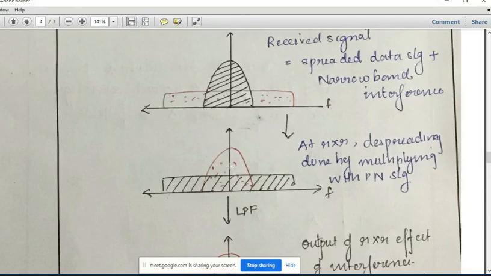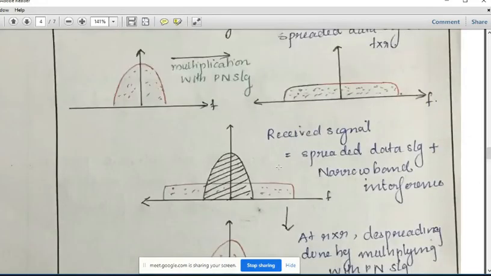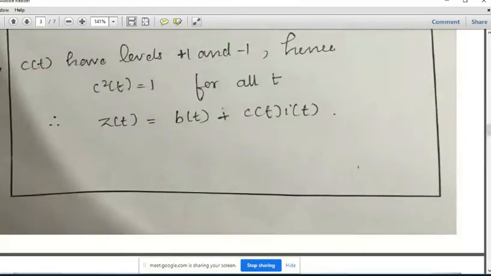The B of t is the narrow band signal. This spreaded interference is C of t into I of t, this black color. This black color shows the C of t into I of t, and this red color shows the B of t. That is, this is our Z of t. This figure shows our Z of t after despreading, that is, despreading is done by multiplying with the PN signal. That is, this figure shows this equation: Z of t equal to B of t plus C of t into I of t.